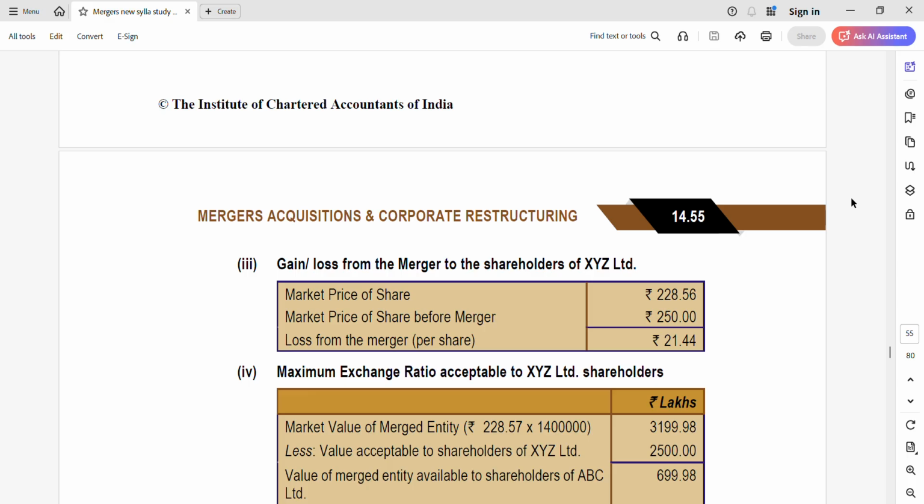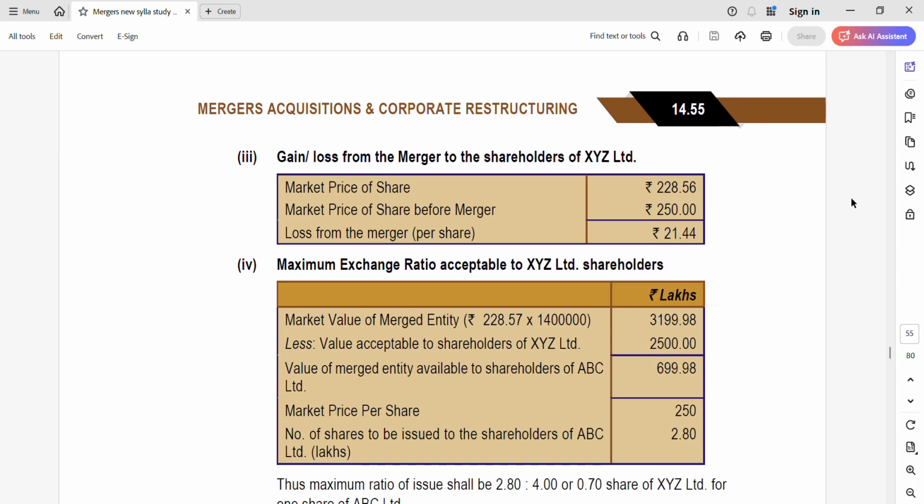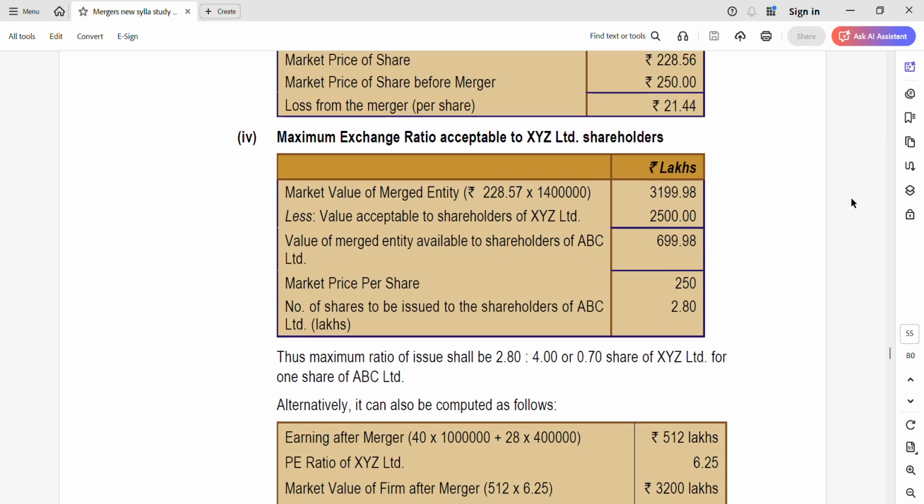Now take a look at the gain or loss to the shareholders of XYZ Limited. Market price after merger is 228.56. Market price before merger is 250. So for ABC it was a profit, while for XYZ shareholders it is a loss of rupees 21.44 per share.